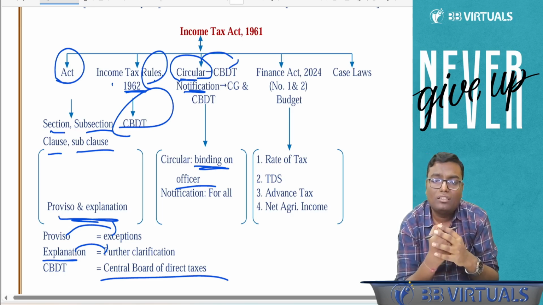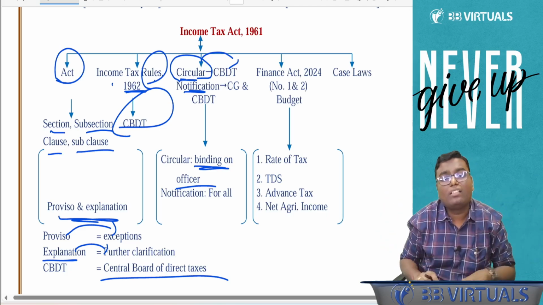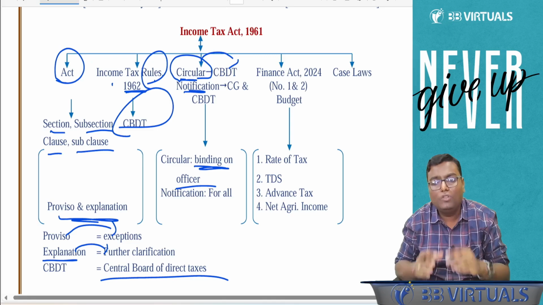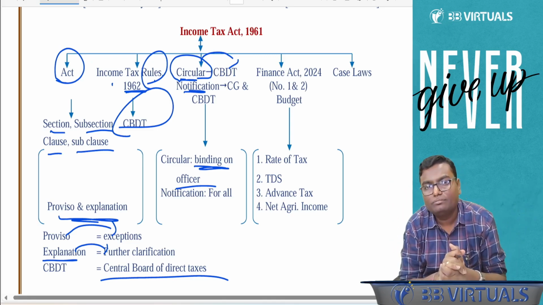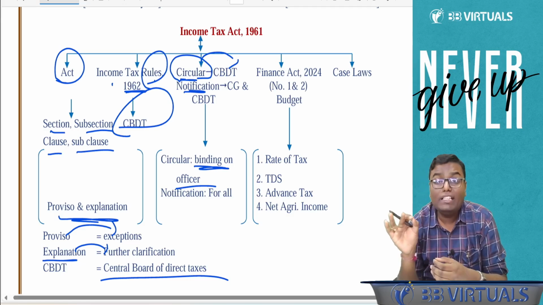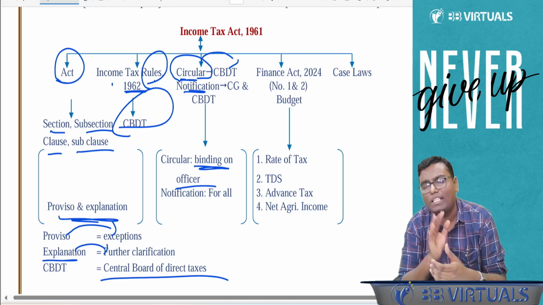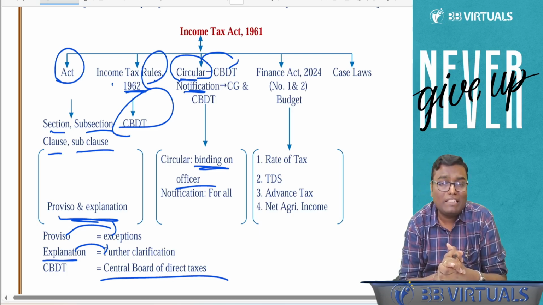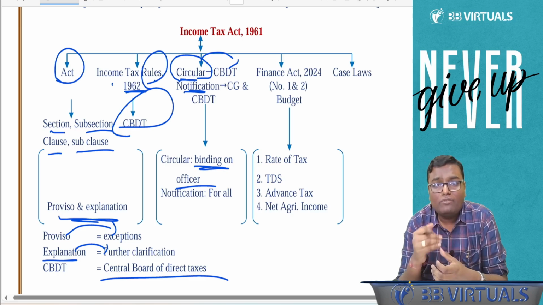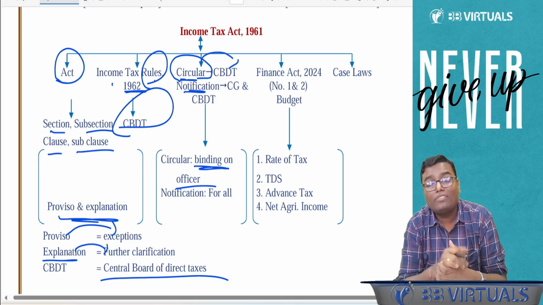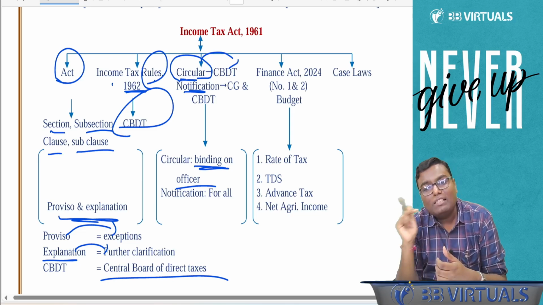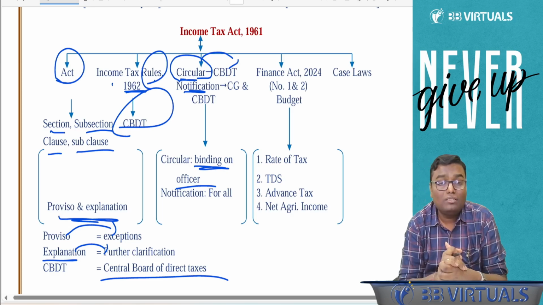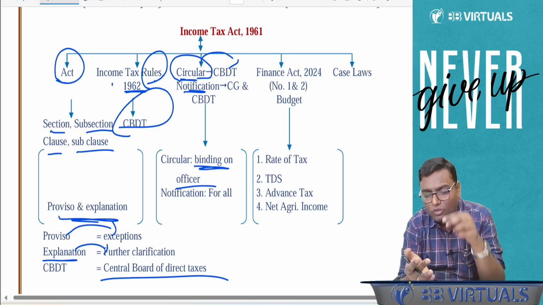Now, what if CBDT or the central government wants to give a message to the entire population of India? For example, generally the income tax return filing due date is 31st July. But what if they want to extend the due date by 2 months, let's say to 30th September for all? Now, they have to give information to each and every person of India. They can't amend the act, because if they change the act, every year it will become 30th September. They don't want to change it forever, they just need to change it for this year.